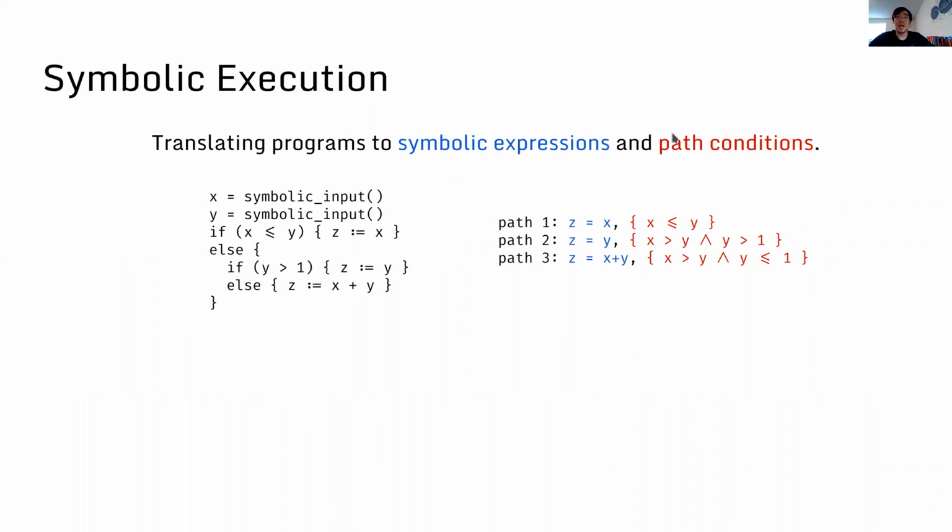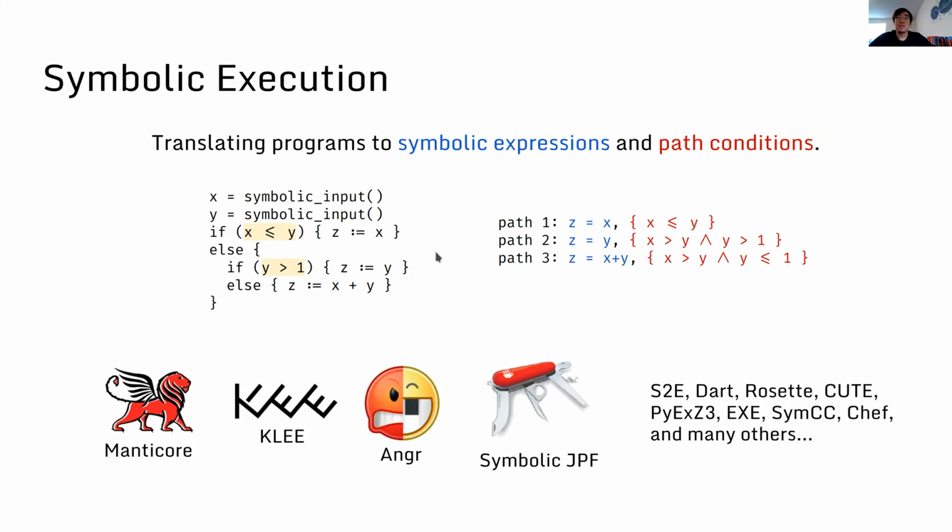So symbolic execution is a technique to translate programs to symbolic expressions and path conditions that express the constraints on those symbolic expressions. For example, here's a simple program where x and y are both symbolic inputs, and this simple program has 3 paths in total. Each of the paths has its own constraint. For example, this constraint x less or equal than y corresponds to the first condition encountered during the execution. And a symbolic execution engine is a tool or artifact that does this translation from programs to logical expressions.